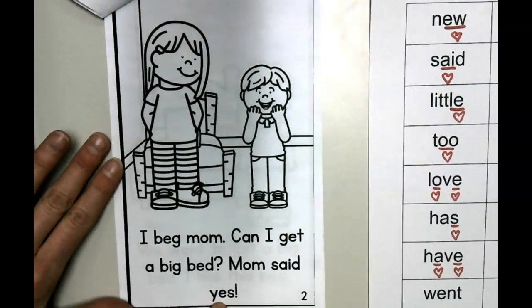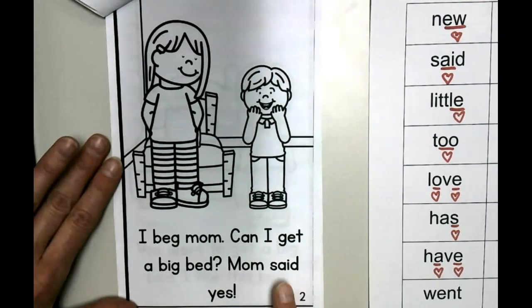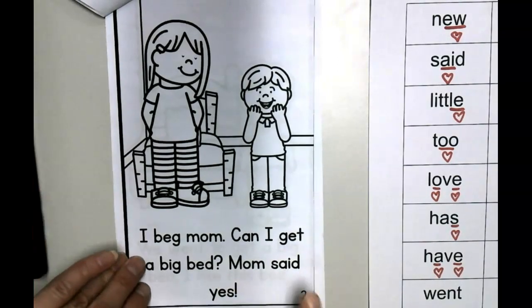On this page, we have one sight word. Look for it as I read. I beg Mom. Can I get a big bed? Mom said yes. Say the sight word you found. That's right, the sight word said is on this page.